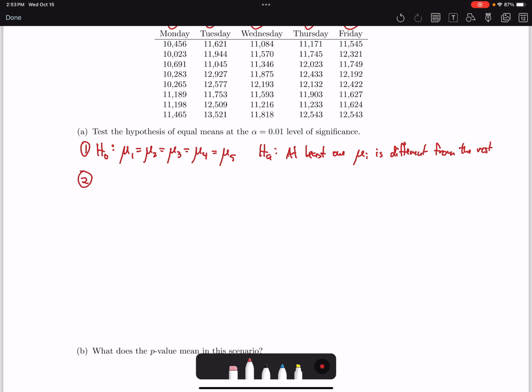Now, step 2 is to compute the sample means for each of those days. If I were you, I would just compute those sample means using the ANOVA app, since you're going to have to do that for step 3 anyway. That's my advice, but I'll let you pause the video and go ahead and compute those.